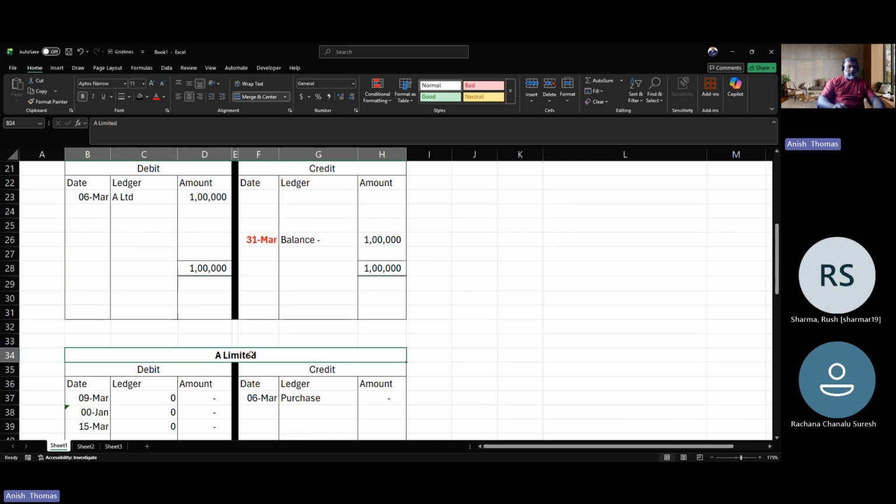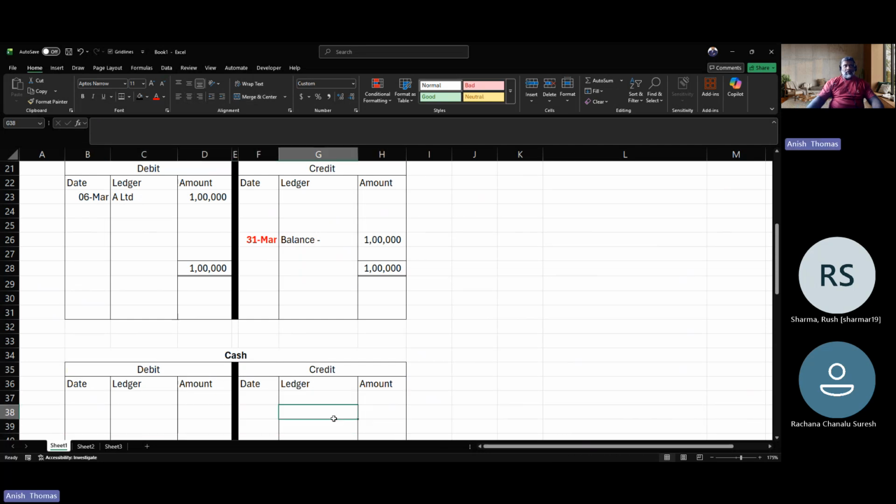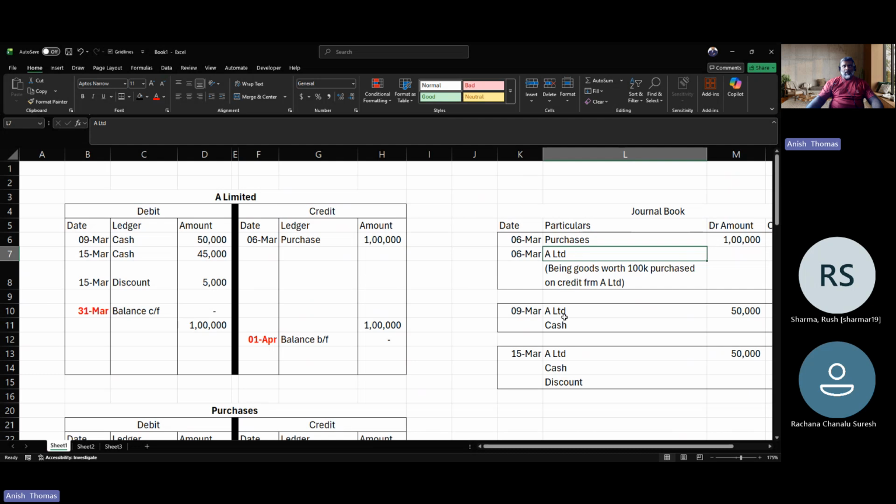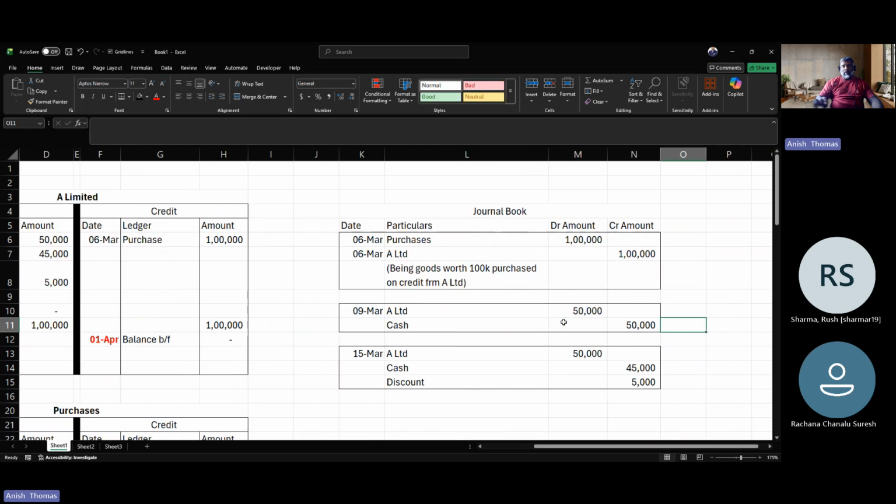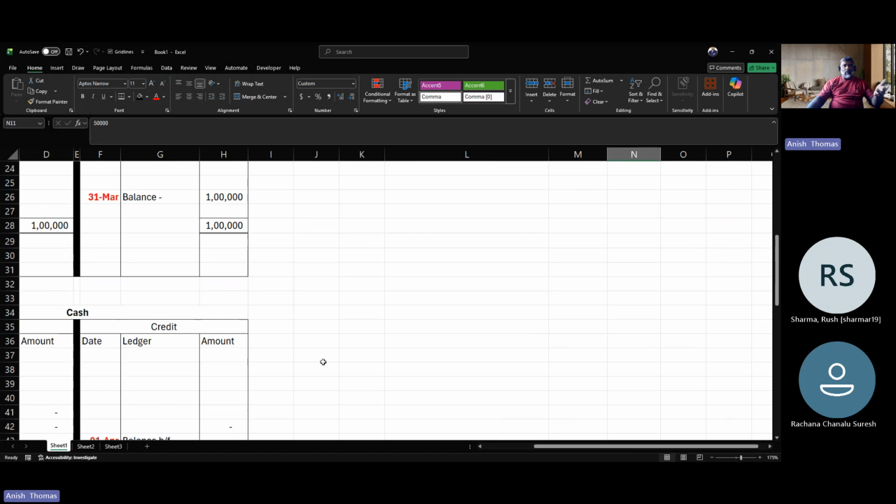Now the next account I have is cash. Cash is slightly an interesting account because, as you can see, the first transaction I have for cash over here is on the 9th of March. There is a payment of 50,000 rupees. So cash being a real account, what is the rule for a real account?